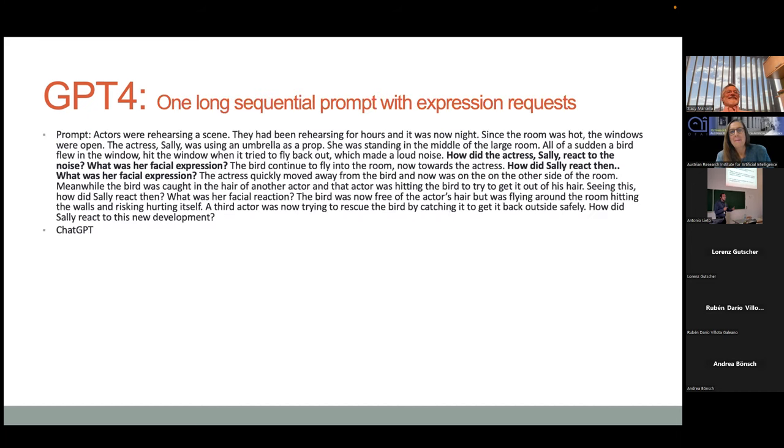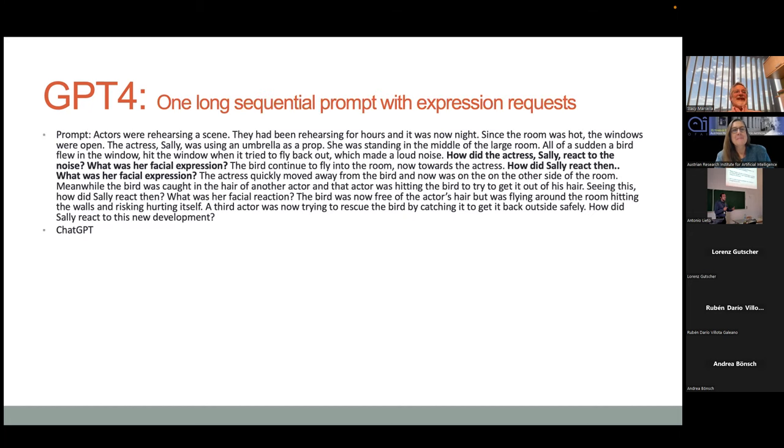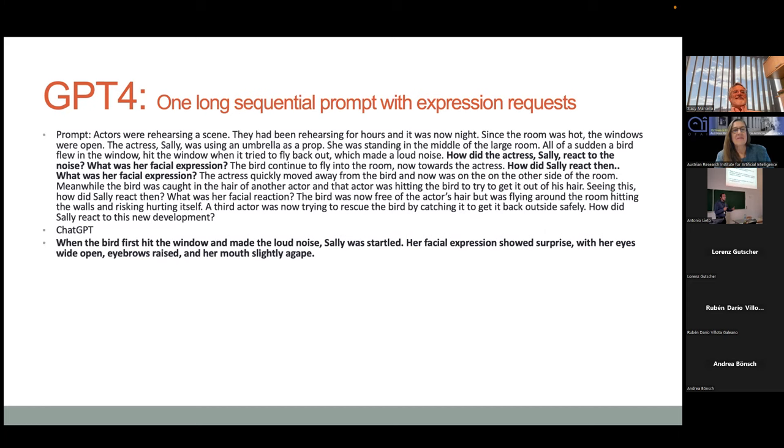It's amusing, frankly. So that's just me doing it sequentially. Then I decided, okay, let's do it all in one fell swoop. So I gave it all one sequence and asked it how things went. And this time I basically asked about the actor's facial expressions.